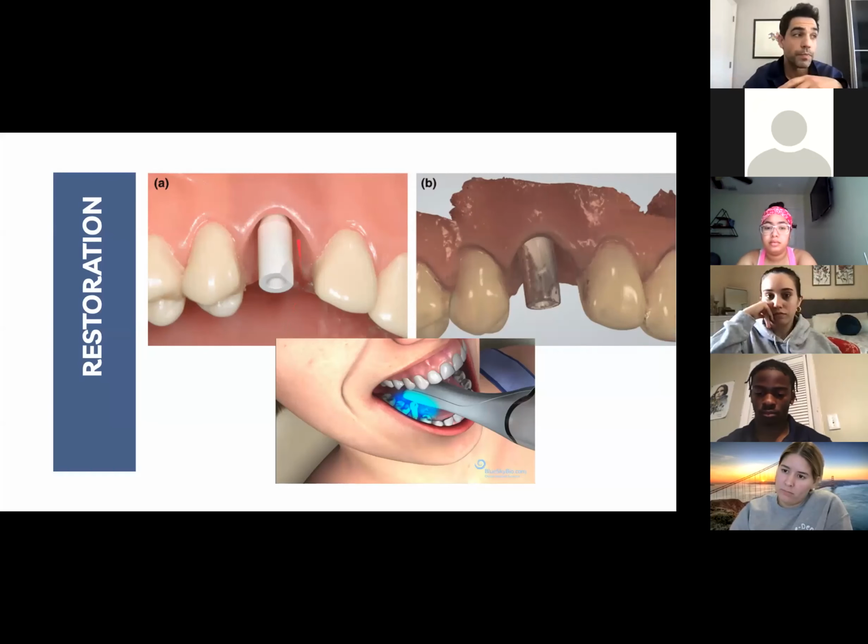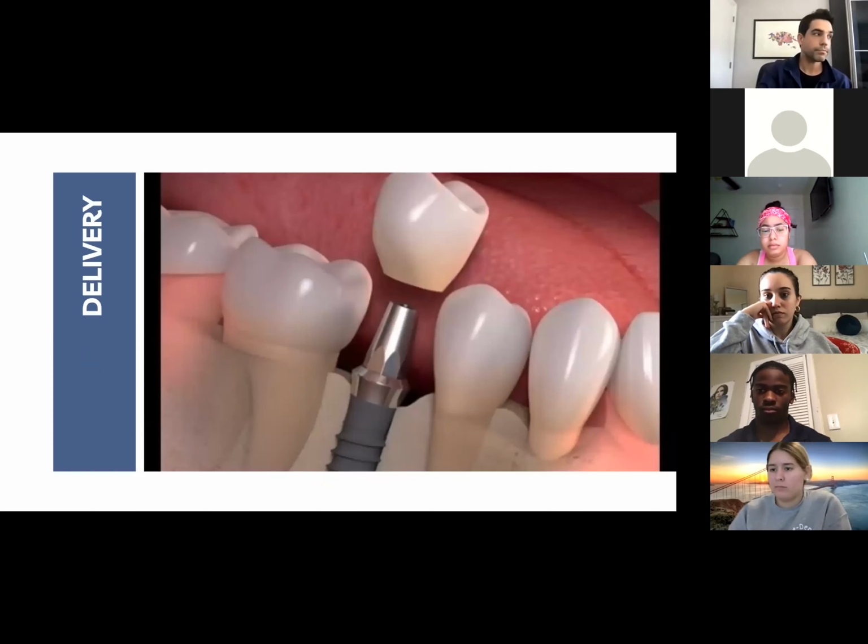So what do we do? We usually place some sort of attachment onto the implant called a scan body. We scan it, right? Just like we would for Invisalign or a crown or anything else. We basically take a 3D video of that area. And this is what our lab uses to design that abutment and crown. And we have the delivery phase.